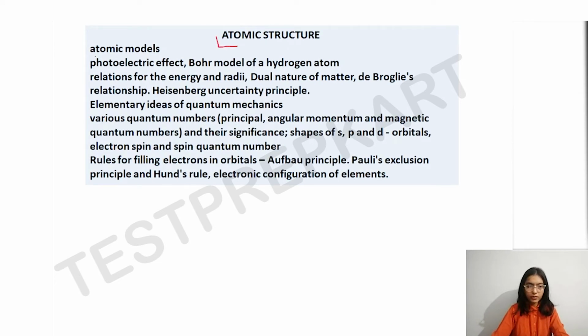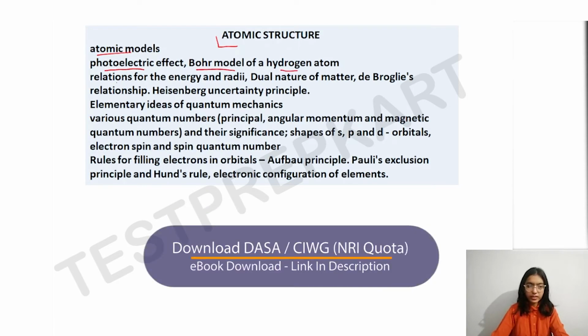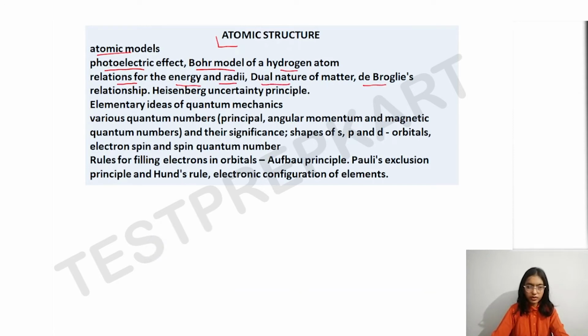In atomic structure, we have atomic models, photoelectric effect, Bohr model of a hydrogen atom, relations for the energy and radii, dual nature of matter, de Broglie's equation, Heisenberg uncertainty principle, elementary idea of quantum mechanics, various quantum numbers and their significance, shapes of s, p, and d orbitals, electron spin and spin quantum number, rules for filling electrons in orbitals, electronic configuration of elements.